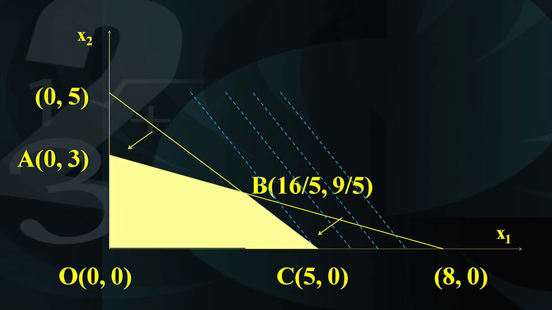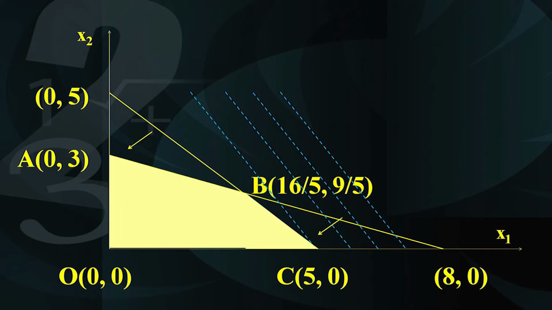Now, since there were only 2 constraints in the given problem, the feasible domain has to be the intersection of the region that is covered by both these constraints, and this is determined by the 2 lines like this, the 4 points A, B, C and O. You can easily determine the coordinates of the point B by solving the equations represented by the constraints, and the coordinates of B are 16 by 5 and 9 by 5.